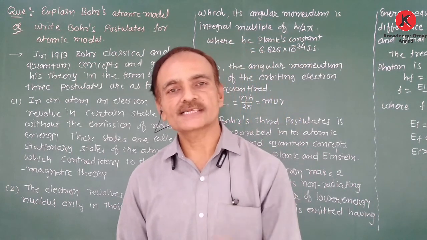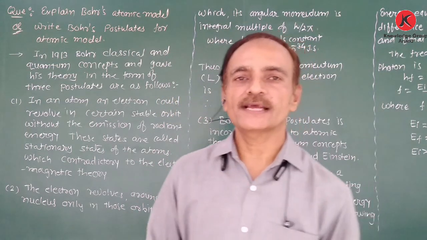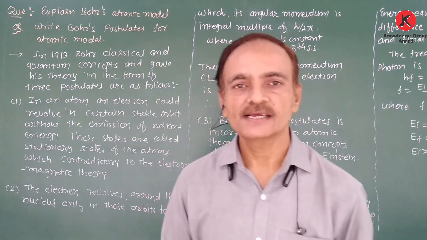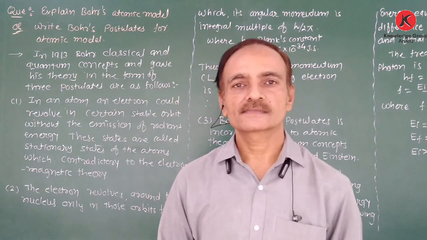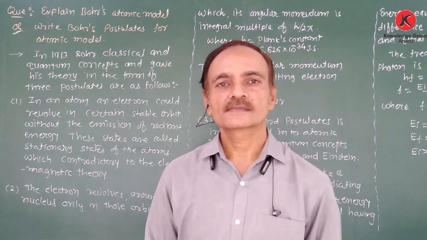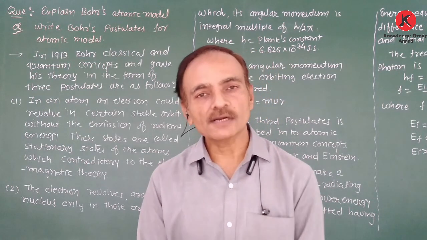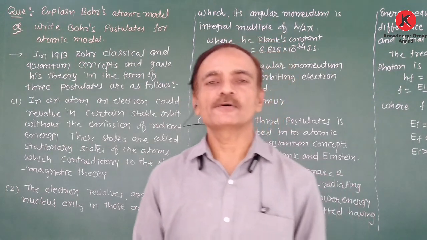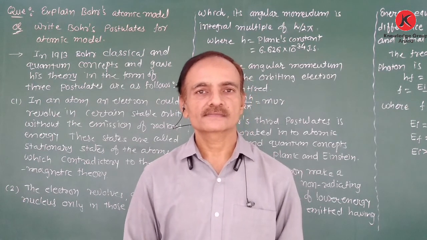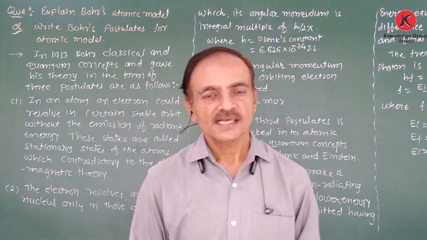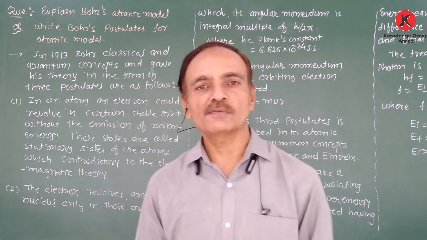So Niels Bohr's first postulate is about the orbit of an electron. Niels Bohr suggested that an electron never emits radiation or energy during its stable orbit. When the electron is revolving in a stable orbit, it does not radiate any type of energy. Therefore, the radius of the orbit cannot change.